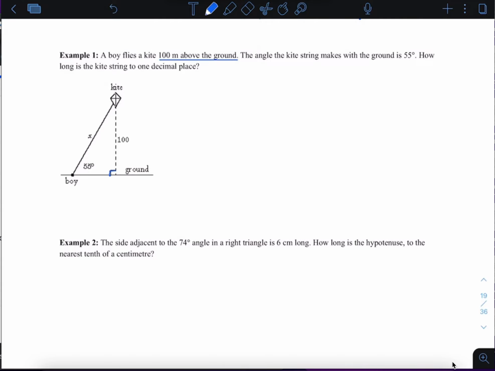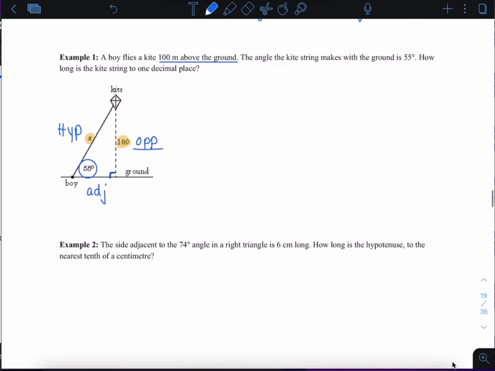So this is all labeled nicely for us. We can see we have a right angle. So what I'm going to do is circle 55 degrees. It is my angle of consideration, making this the opposite side, this the adjacent side. And of course, this is the hypotenuse. I can see that the information I know is 100 and the information I'm looking for is x. So that means I should use the sine ratio to connect opposite and hypotenuse. And now I just fill in the numbers. Sine 55 degrees is 100 over x.